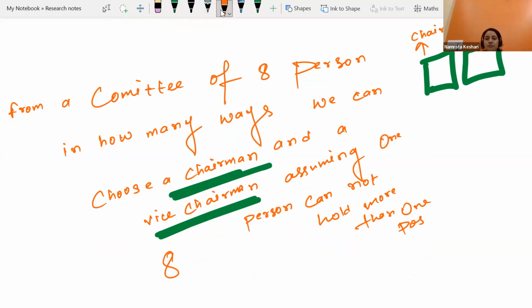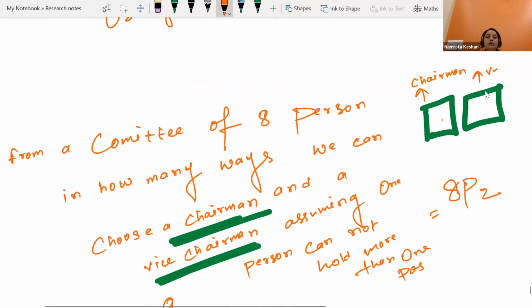8P2 ways. Okay, this is how we'll be doing. Or if you use the space filling method, you can think like that. To fill the chairman position, a total of eight candidates are there, and to fill the vice chairman, a total of 7 candidates will be there, and this will be the answer, right, Alina?